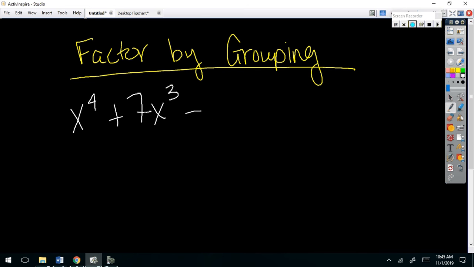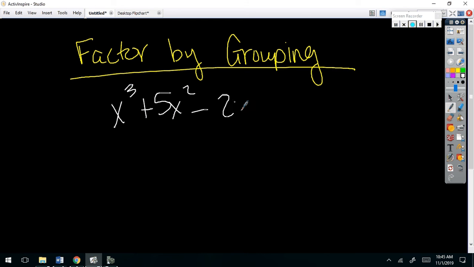Okay, I'm going to change this example because the first example in your book I was going to use is terribly hard. It doesn't just group the way it sits. x cubed plus 5x squared minus 2x minus 10. So what you're really doing is looking for some place that you can take GCFs out of certain terms. You're not going to take it out of everything, but maybe there are two terms where you can take it out.